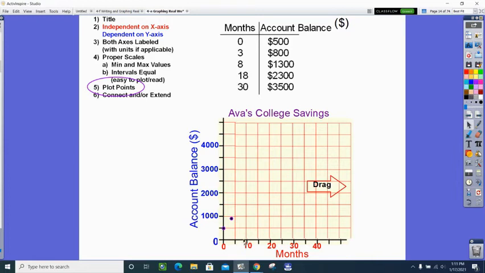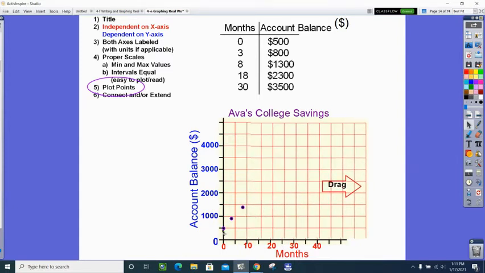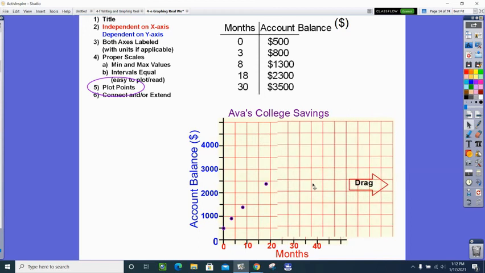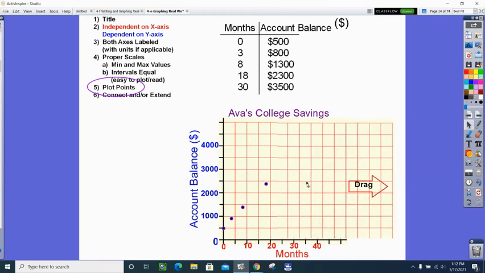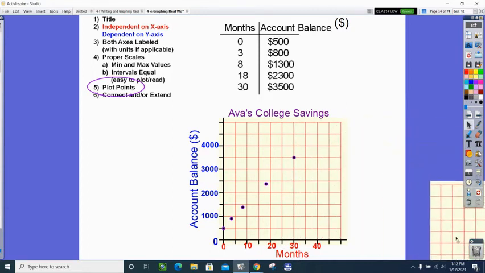8 would be right about where my cursor is, and I need to go up to 1,300, which would be a little bit less than the 1,500. And now knowing that these should fall in a line will help me sort of guesstimate the remainder here. So 18, and I need to go up to 2,300, a little bit less, right? So probably right around here. Let me drag it away so you can see it. And then finally, I'm going to come out to 30 and up to 3,500. That one's easy to plot because it's in the crosshairs.